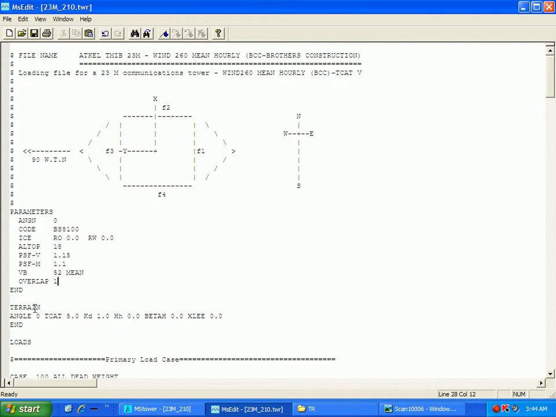In BS code, terrain is an important thing. Angle 0, no problem. TCAT means terrain category. There are 5 terrain categories in BS code: 1, 2, 3, 4, 5. We are considering terrain category 5, which is the lowest, which will give the lowest wind speed. If we give 4, then it will give a higher speed than 5. KD directional factor 1, and other values you can give 0, no problem. All these values have been discussed in the HEL file.